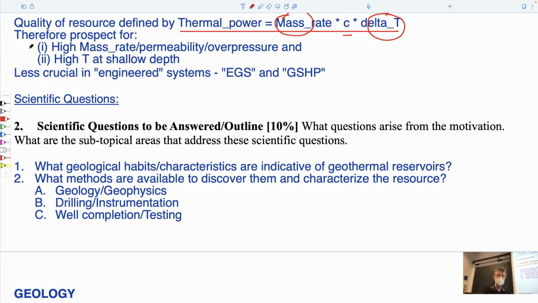So in any kind of exploration that we do, we have to make sure that both of them might be quite high. This isn't so important in cases where we are going to try and engineer it.